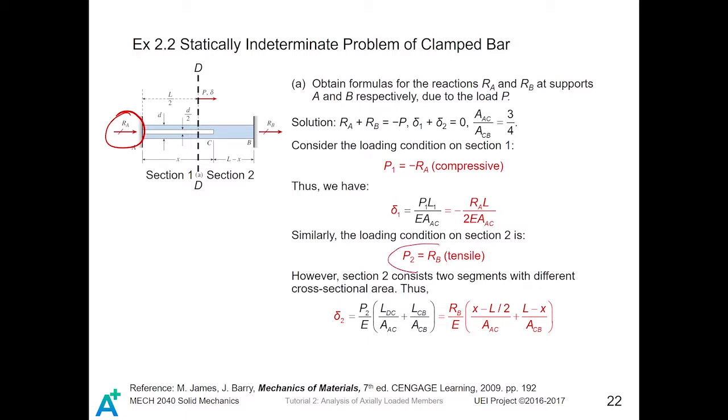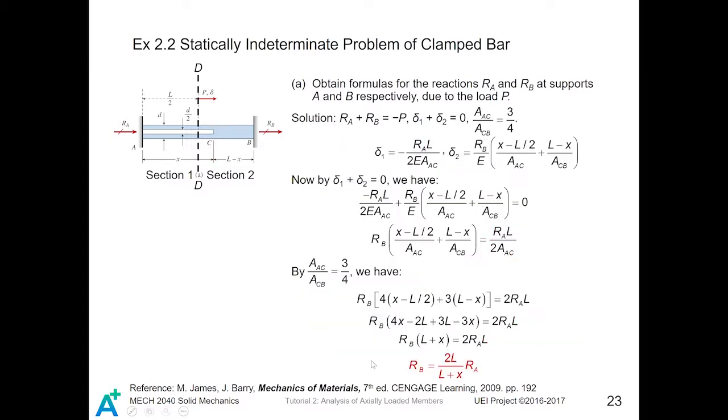Similarly, the loading condition in section 2 is tensile because RB is a tensile force to section 2. However, section 2 consists of two segments with different cross-sectional areas. Therefore, we have to divide section 2 into those two segments and find their changes of length respectively. So delta 2 equals this whole bunch of stuff. From the previous slide, we get delta 1 and delta 2. Now we can put them into this compatibility formula.